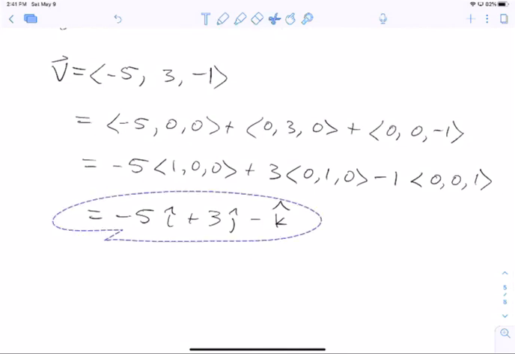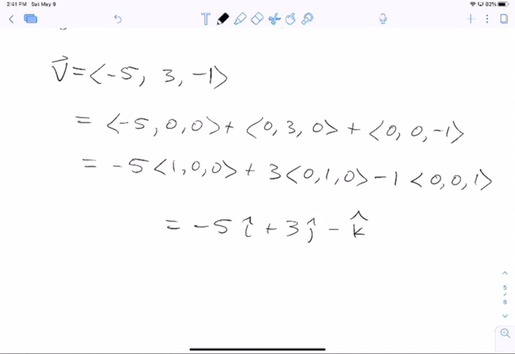So we can actually conclude that the vector given in angle brackets, -5, 3, -1, is the same as the vector given by -5i plus 3j minus k. And it's actually just two different notations that we can use. You will see in the textbook and in my work angle brackets. You will also see i, j, and k. It's up to you just to reconcile that those two mean exactly the same thing.